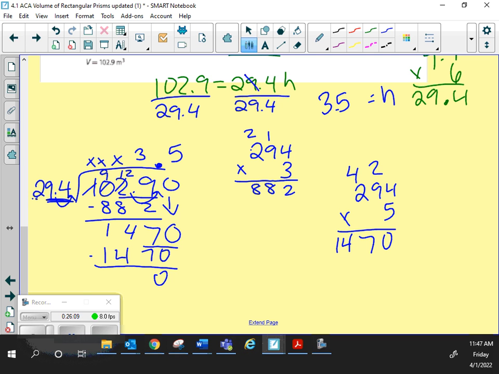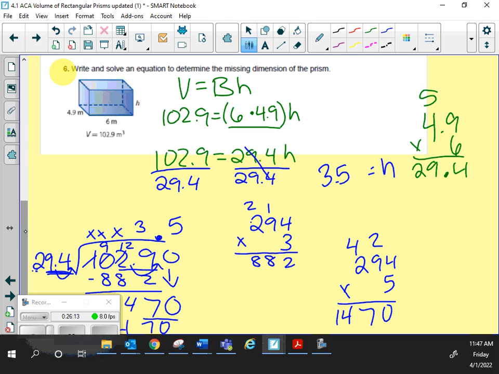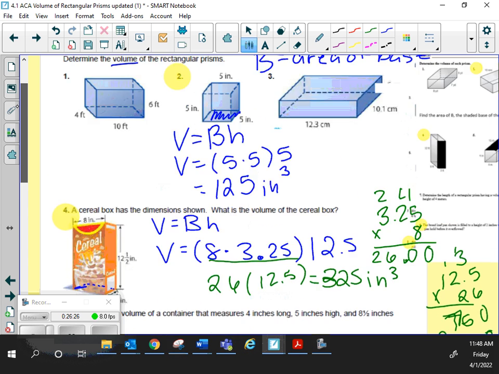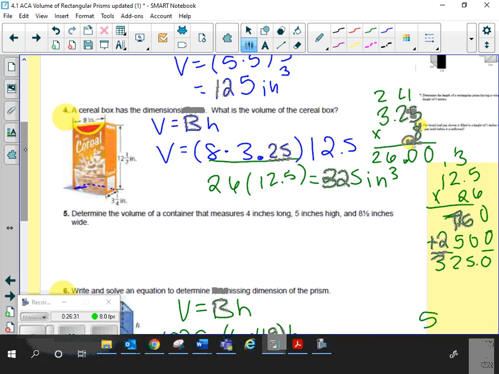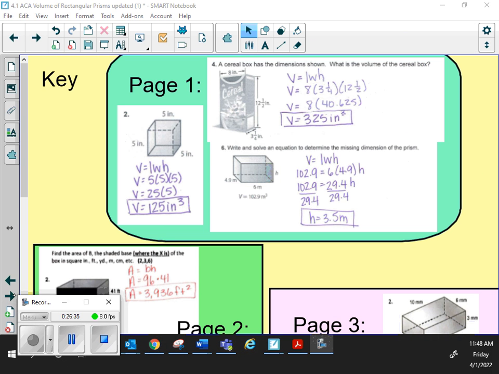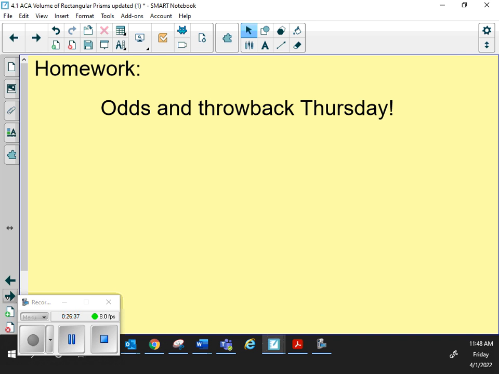Because those cancel out. Okay. What are the units going to be? Meters. It's just going to be meters. The height is just meters. Okay? So, what you're going to keep working on is all the even ones. I already did the even ones. Keep working. We'll check it in a second, but if you're at home, you can check it on your own. And just a reminder that your homework is going to be the odd ones and the throwbacks.